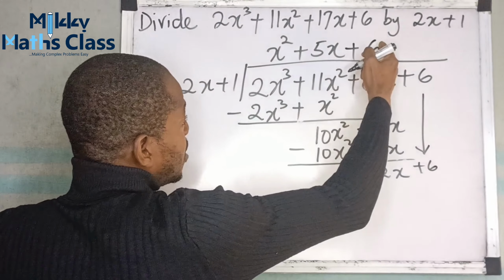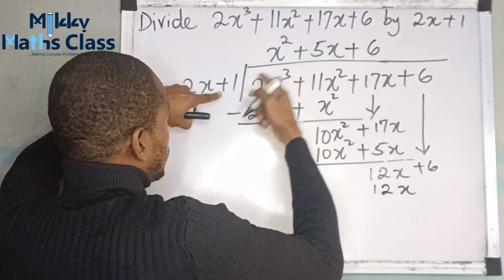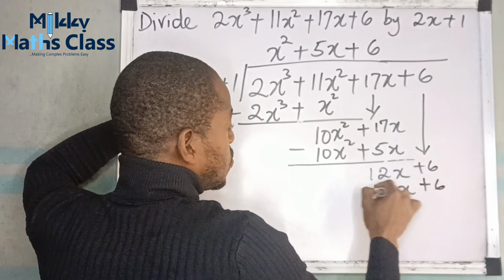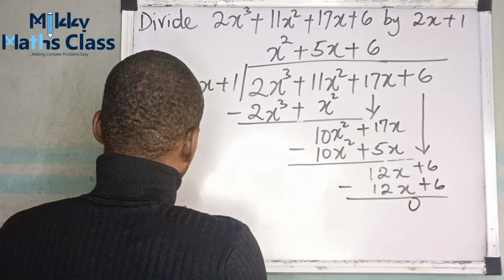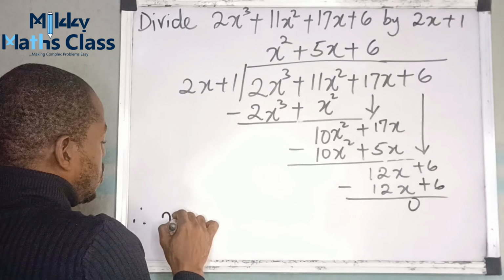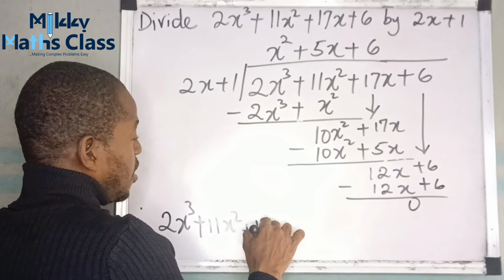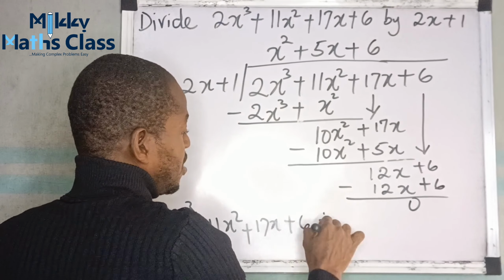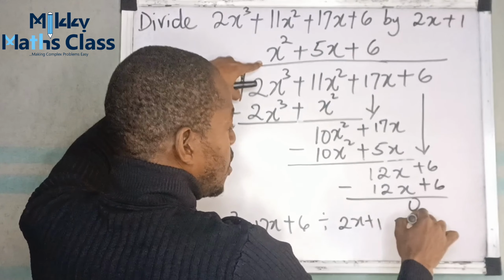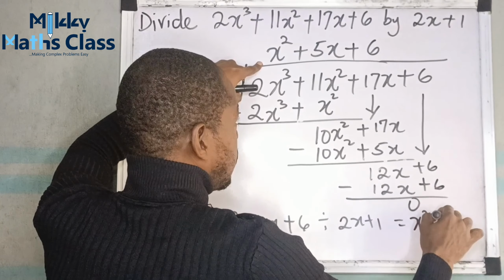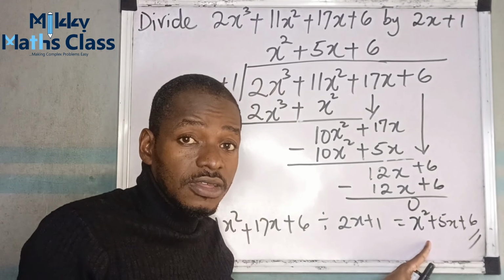So let's multiply. 6 times 2x, that will give us 12x. 6 times positive 1, that's plus 6. So let's subtract. This and this we go off. So therefore, 2x to the power of 3 plus 11x squared plus 17x plus 6 divided by 2x plus 1 will give us x to the power of 2 plus 5x plus 6. So this is the quotient.